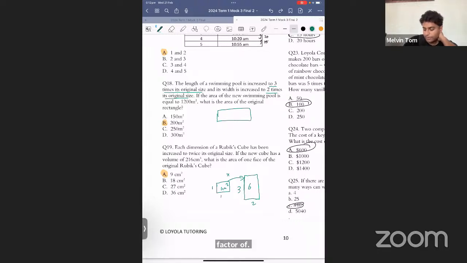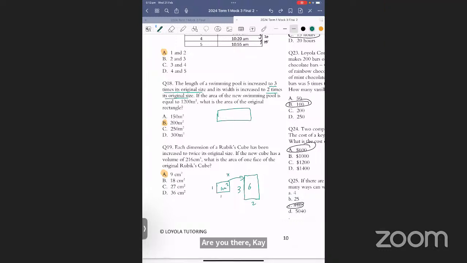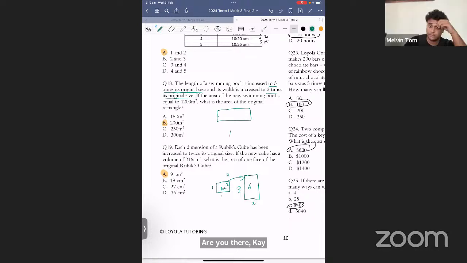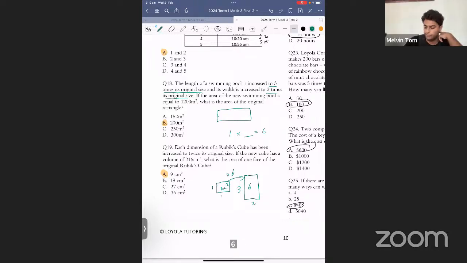How do you go from 1 to 6? Well, if you're going from 1 to 6, you multiply by? Are you there, Kate? Yes. Okay. What do you multiply 1 by to get 6? 6. Good girl. Sorry, I think you were cutting off, so we couldn't hear you.